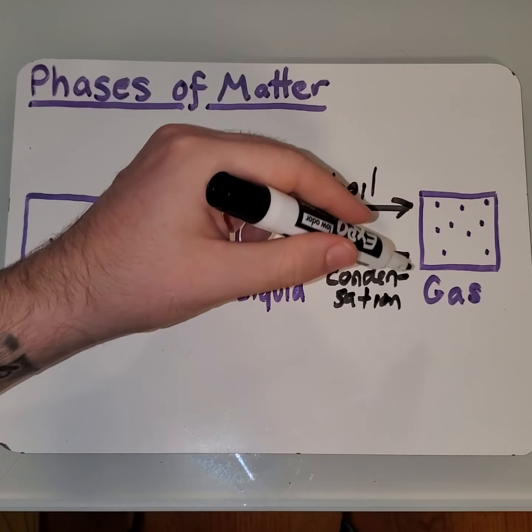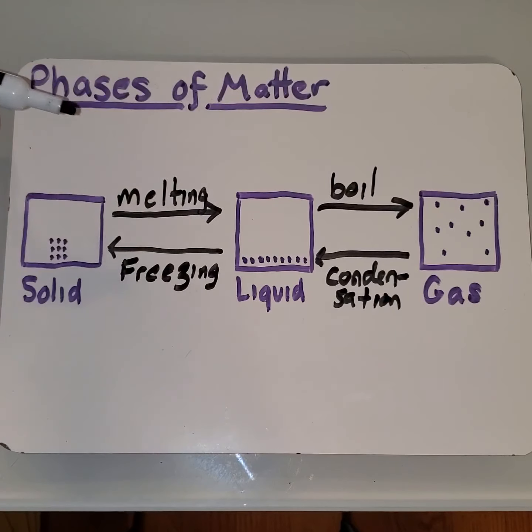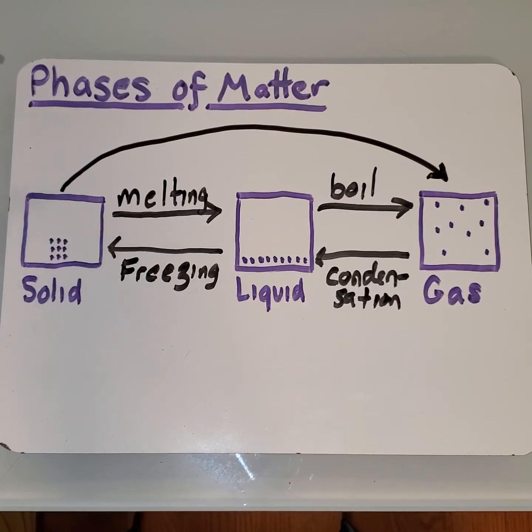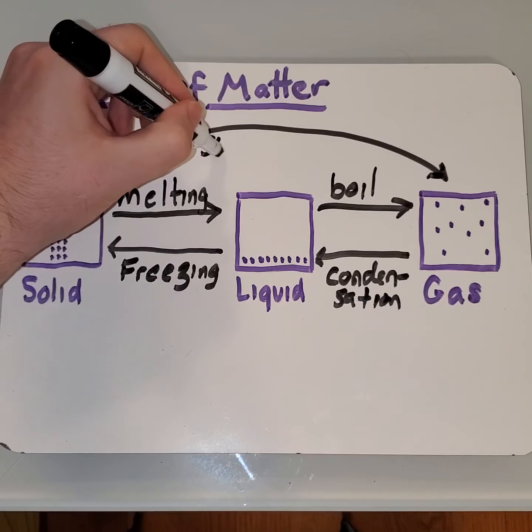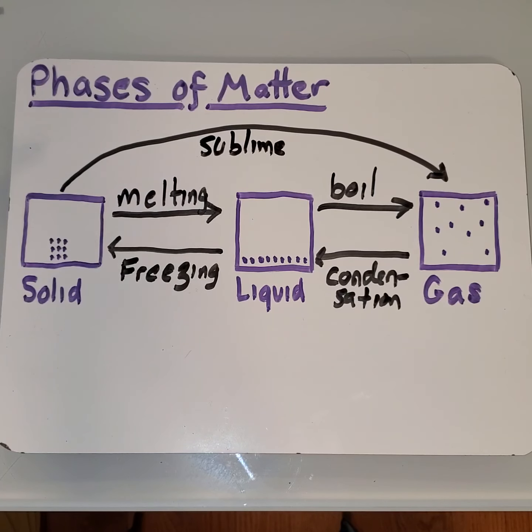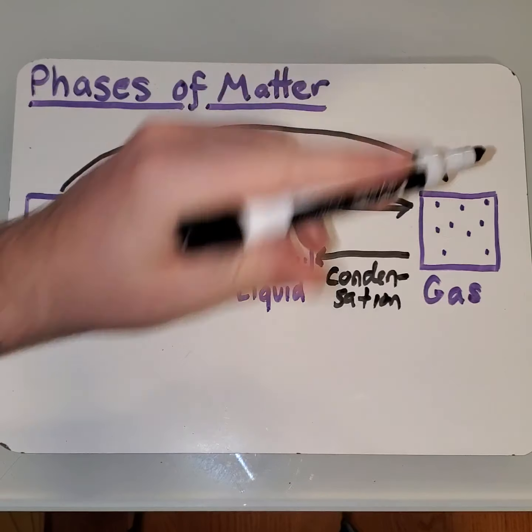Now, these are all of the typical phase changes, but there are a few special ones that happen in rare and specific circumstances. If you heat a solid enough, or if it's the right solid, sometimes it will go directly to a gas, and it will never be a liquid. That is called sublimation, or subliming. You have sublimed. You went from a solid to a gas immediately.